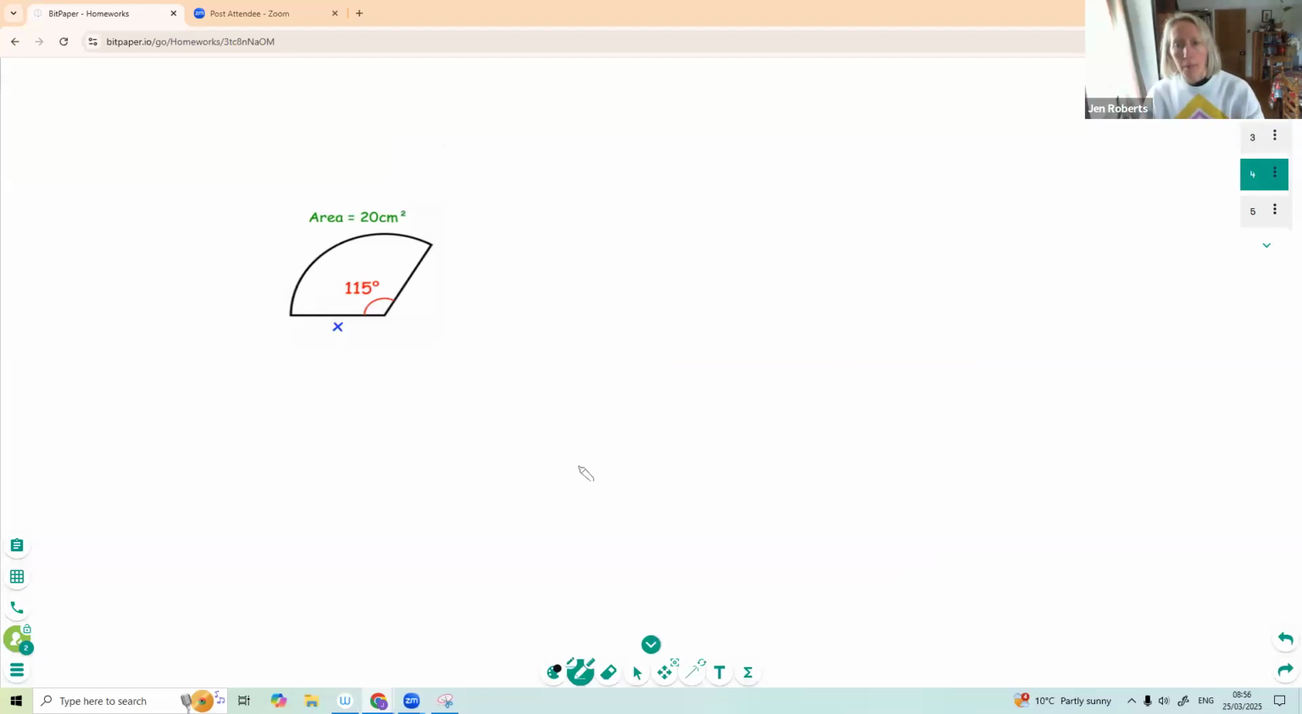You might get some more complicated problem-solving questions with sector area. So often you're given the area, you have to work back to either find the radius or the angle. I'm going to demonstrate one question and then give you some questions to work out yourself. So we know the formula by now, hopefully. 115 over 360 times pi times radius squared. Our radius is unknown, it's x, equals 20.